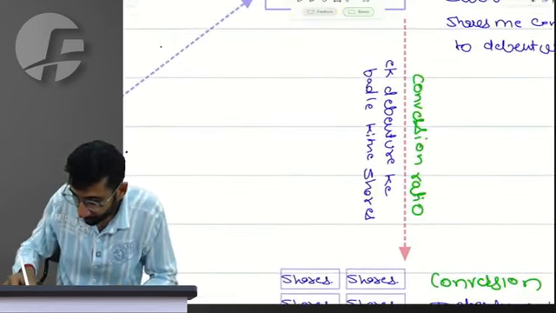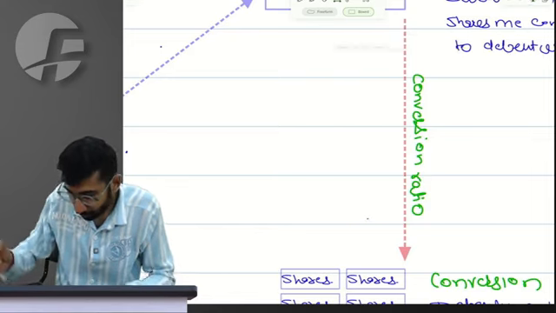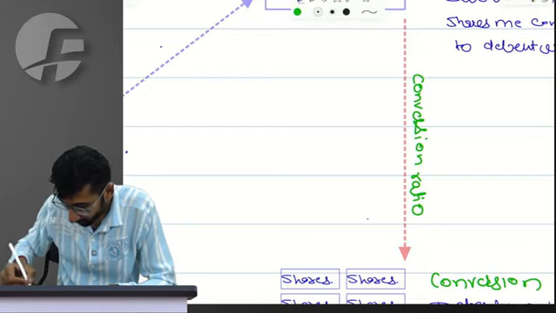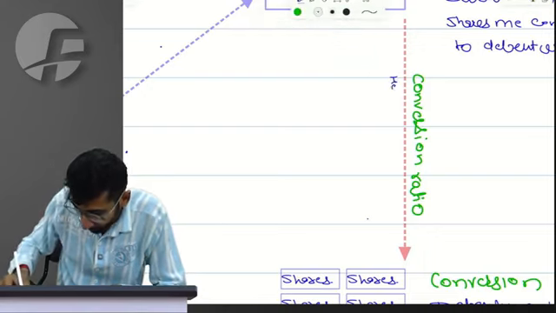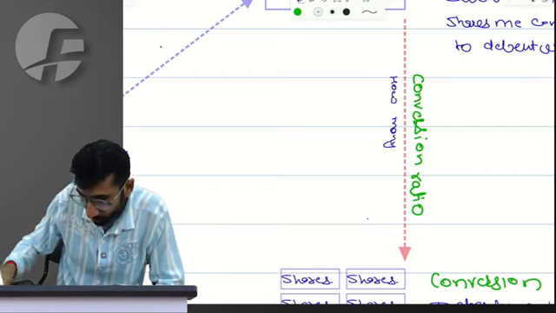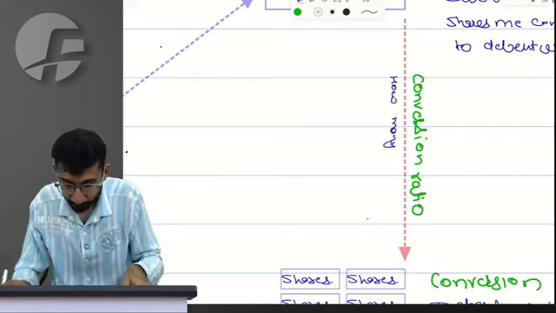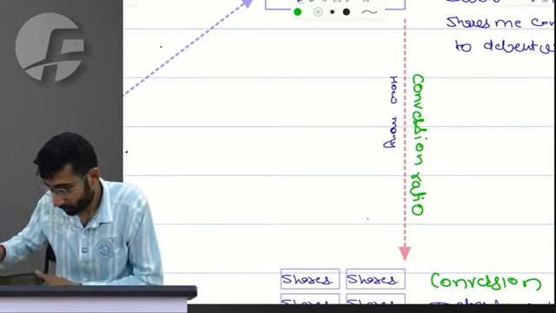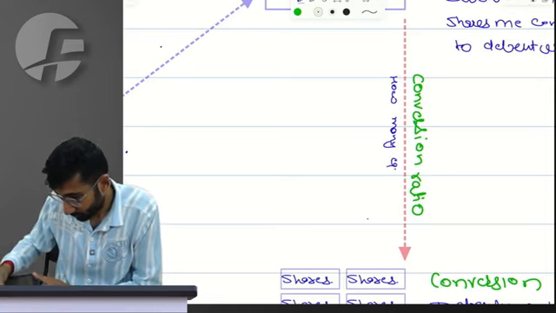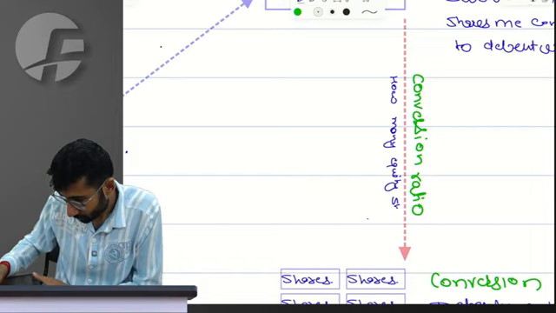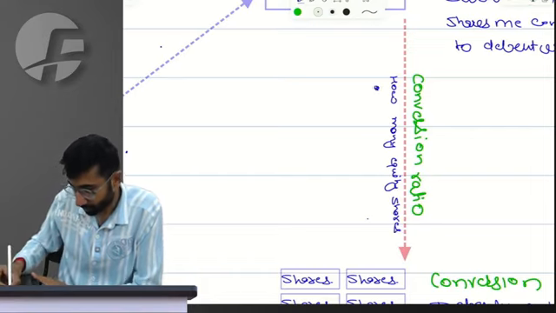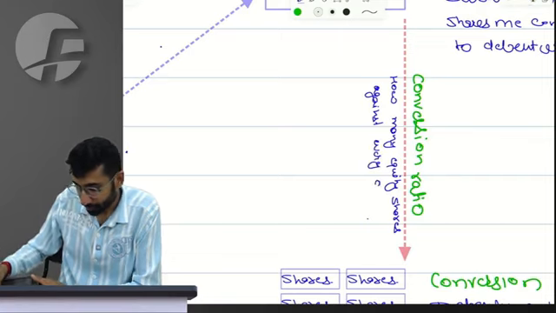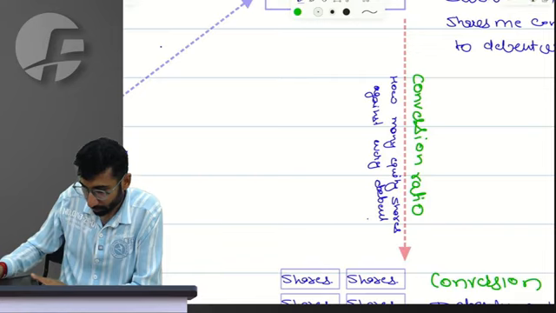It was actually written in Hindi, which I will convert to English right away. Conversion ratio simply means how many equity shares against every debenture.